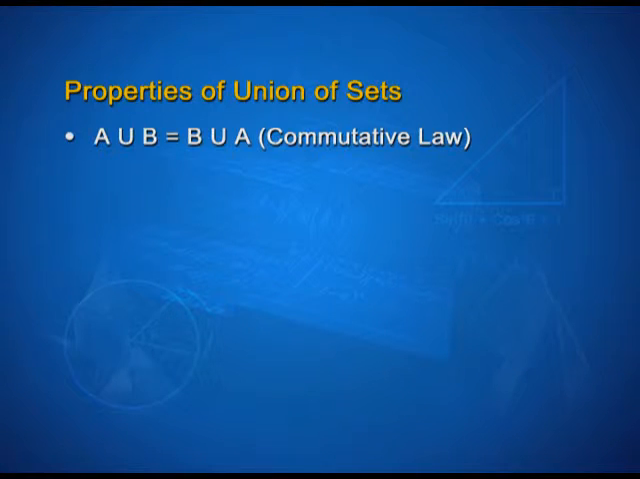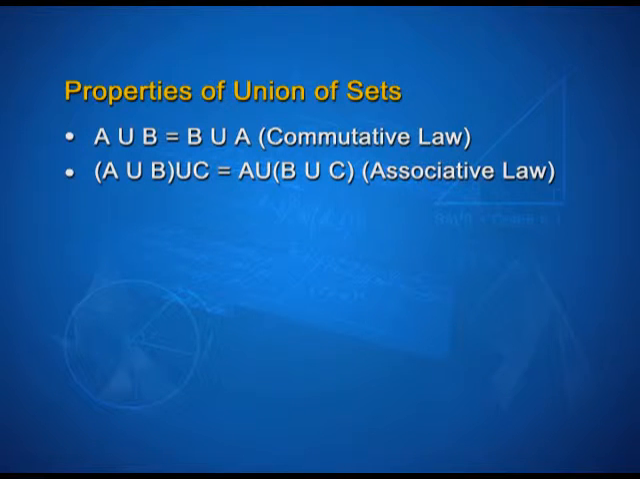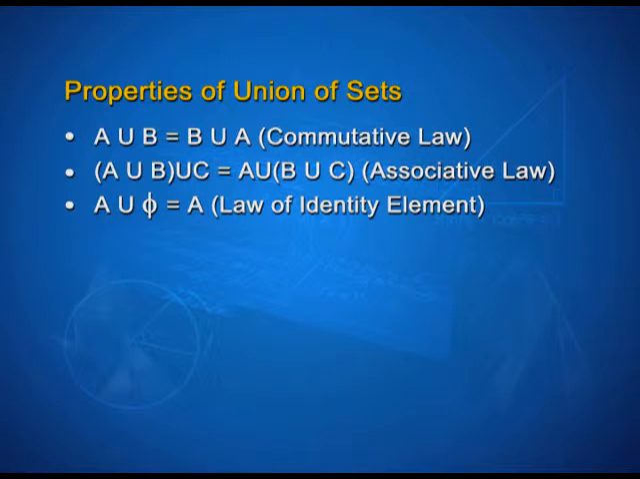The first property is the commutative law, which states that A union B is equal to B union A. The second property, the associative law, states that (A union B) union C is the same as A union (B union C). These two properties can be easily verified with the help of some examples. The third property is the law of identity elements, which states that the union of a set with a null set is the set itself. That is, A union phi gives us the set A.